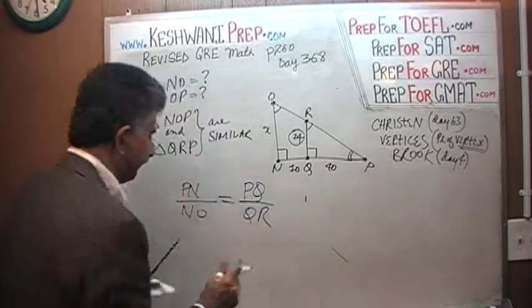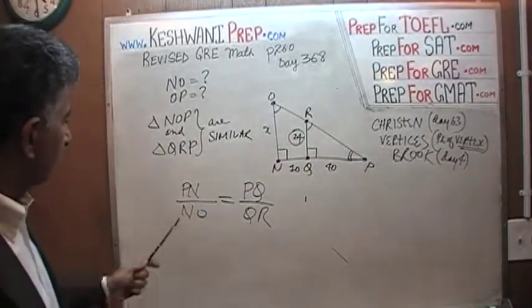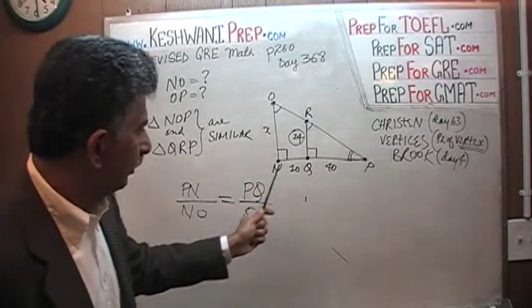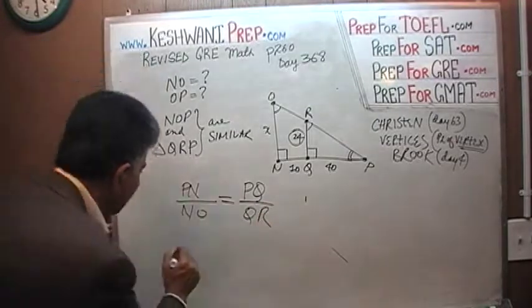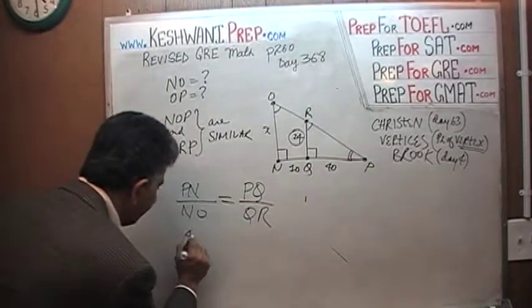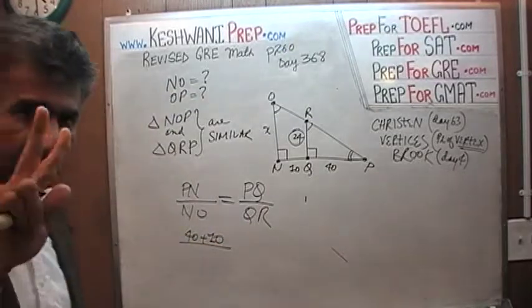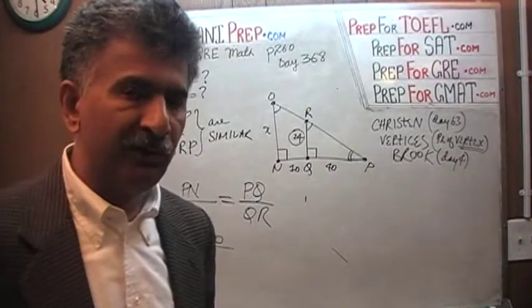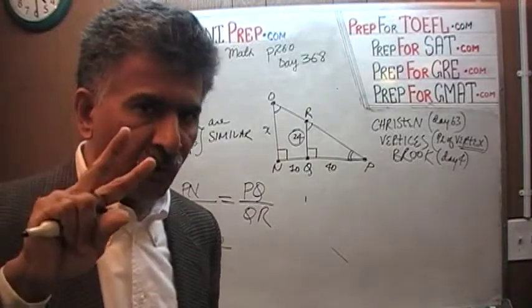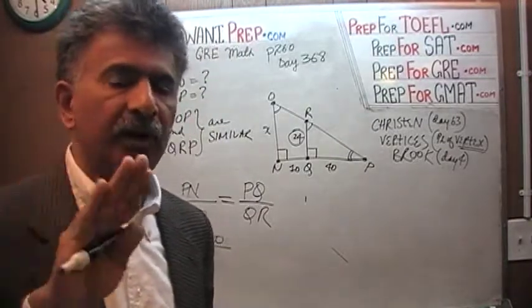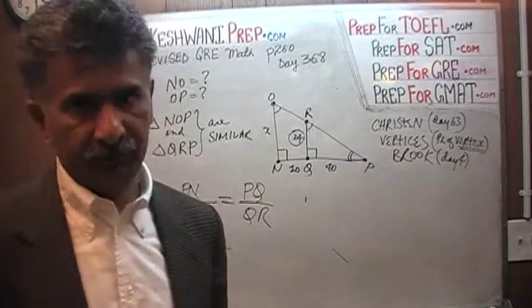Q to R. Now let's put down our symbols here. P to N is 40 plus 10, because the ratio of the two sides of one triangle is going to be the same ratio as the two corresponding sides of the other triangle, because the sides are proportional.